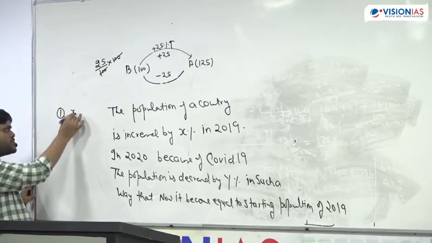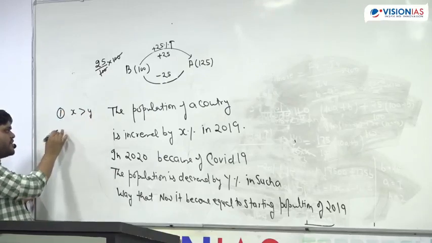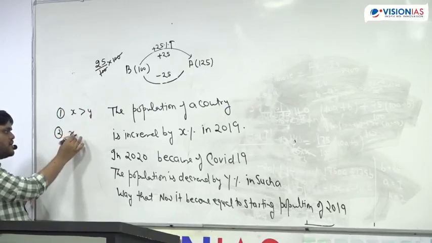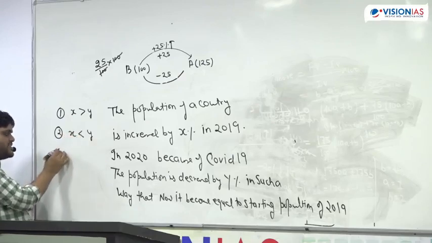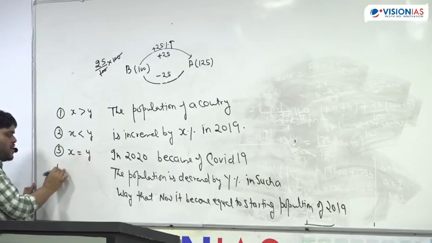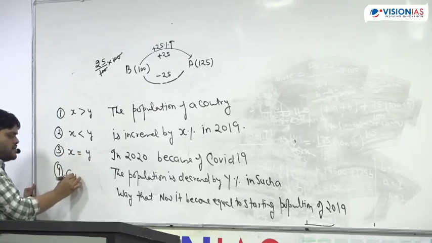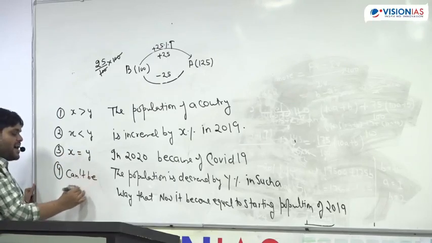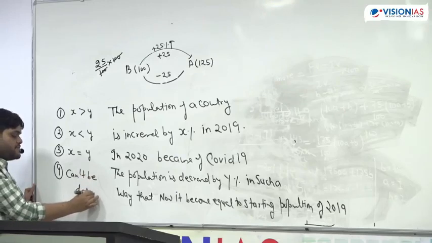The first option is X will be more than Y, X will be less than Y, X is equal to Y, and can't be determined.